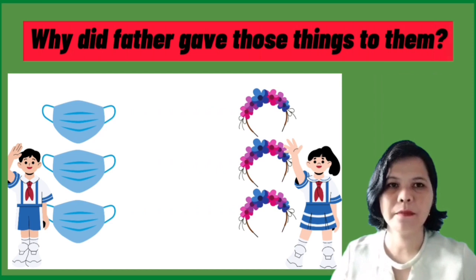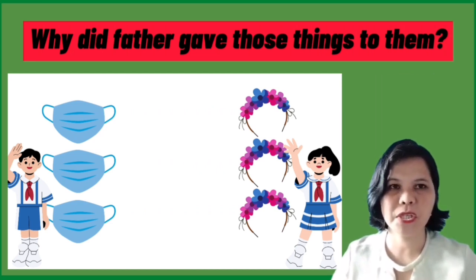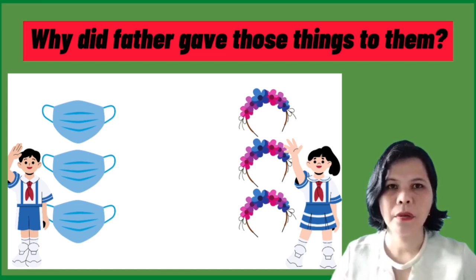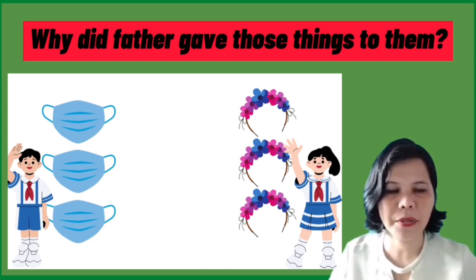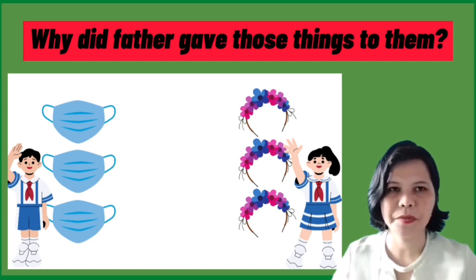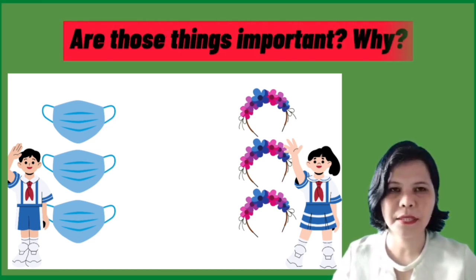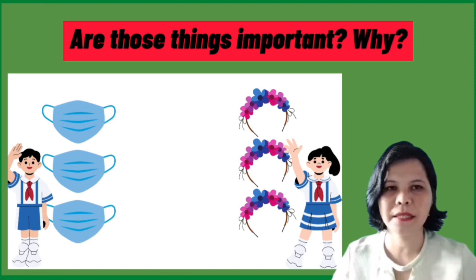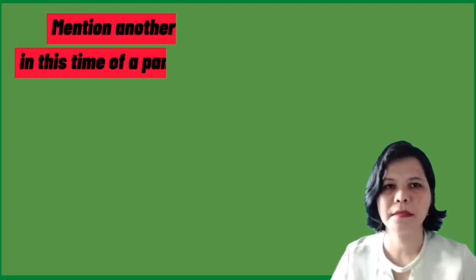Why did Father give those objects for Keisha and Keith? Father gave Keisha a headband to make her beautiful as always. How about Keith? Why did Father give Keith a face mask? Okay, so a face mask protects Keith from viruses. Are those things important? Yes, it is important. It protects us from illnesses. It protects Keith from illnesses.